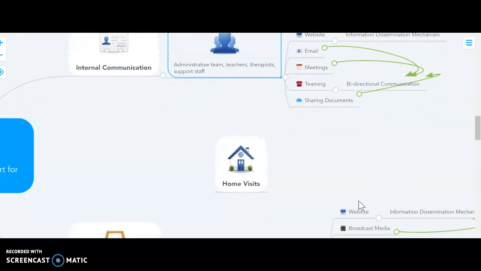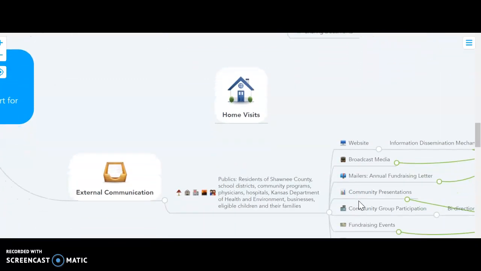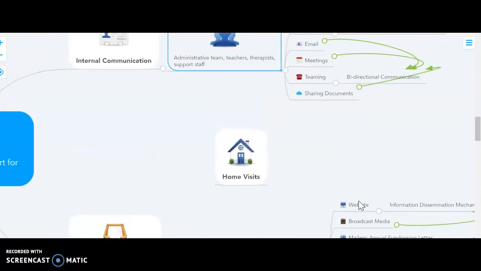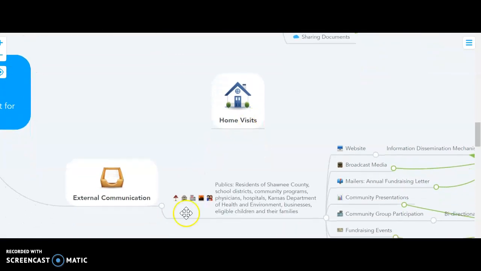I've put home visits in the middle of the internal communication and the external communication. And what I was hoping was to be able to create arrows that showed the relationship between the internal communication and the external communication. I look at home visits as sort of the great equalizer. On the one hand, it is the step between when our internal team then connects with the public on a daily basis. In addition, oftentimes our publics, different members of our publics, are also recipients of our services.